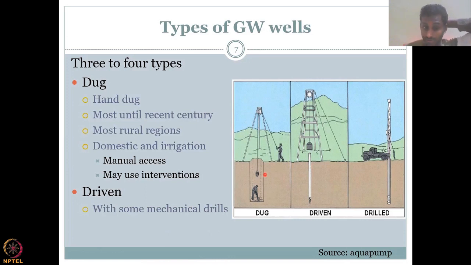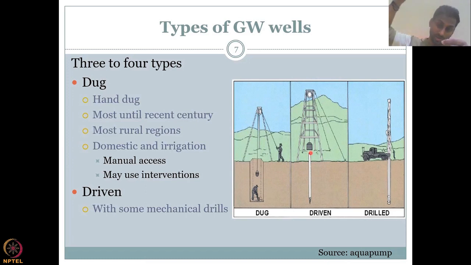Then we have the driven wells. The driven wells are, you drive an instrument inside the ground, it pierces inside the ground, and then you take the debris out and make a well. Most of the time here, you also don't take the debris out because it's such a small diameter compared to the dug well diameter. You just have the drive point. This is called the drive point. And then you have a weight which goes up and down.